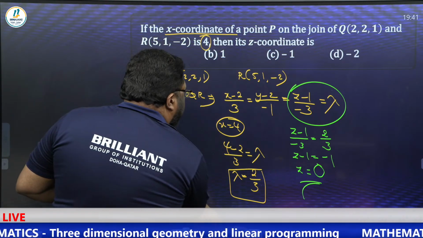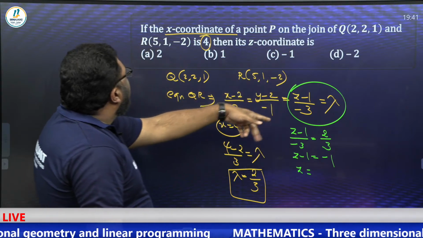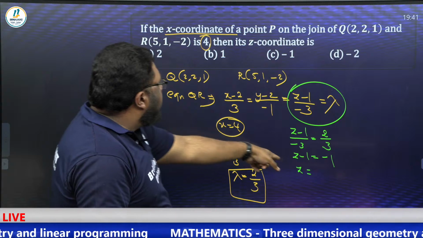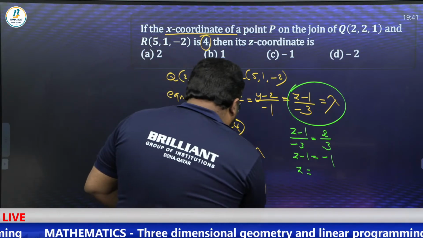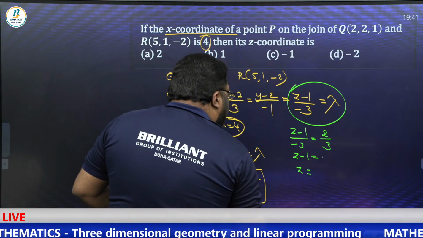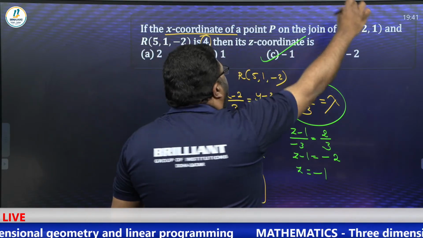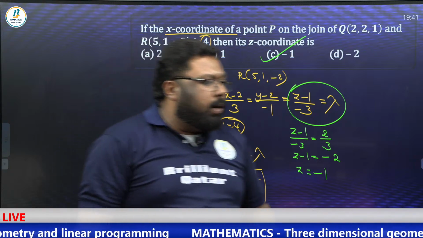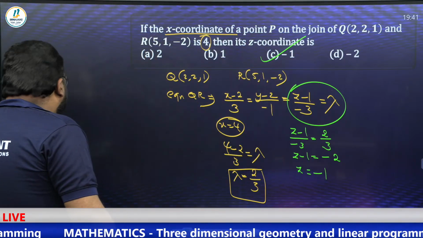0? No, let me just check. Z minus 1 by minus 2 minus 1 minus 3 equal to 2 by 3. So it's going to be minus 2. Oh, minus 2, I'm sorry. This is minus 2, my mistake. So minus 2 plus 1 is minus 1. Z is equal to minus 1, option C. My mistake, z is equal to minus 1, my dears. Yes, good. Z is equal to minus 1, option C.